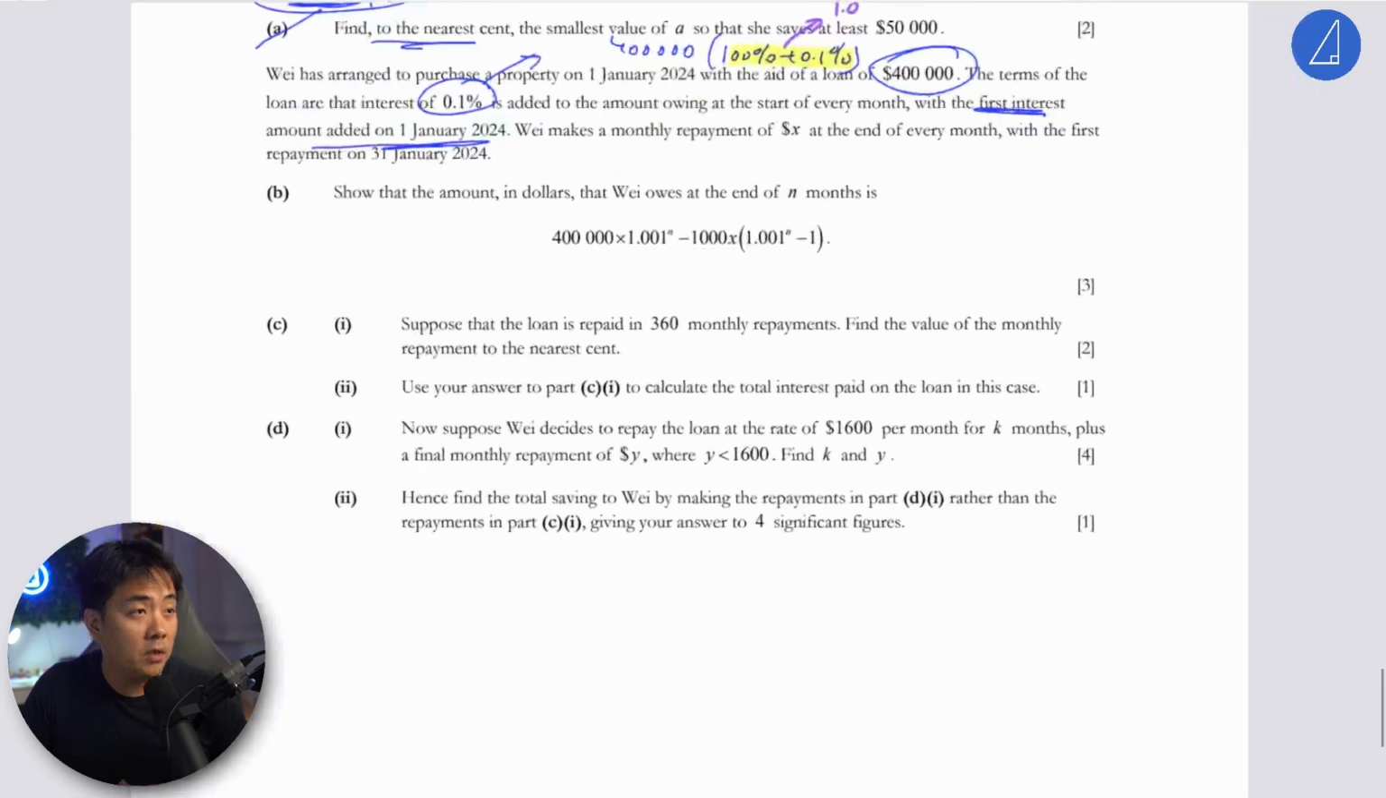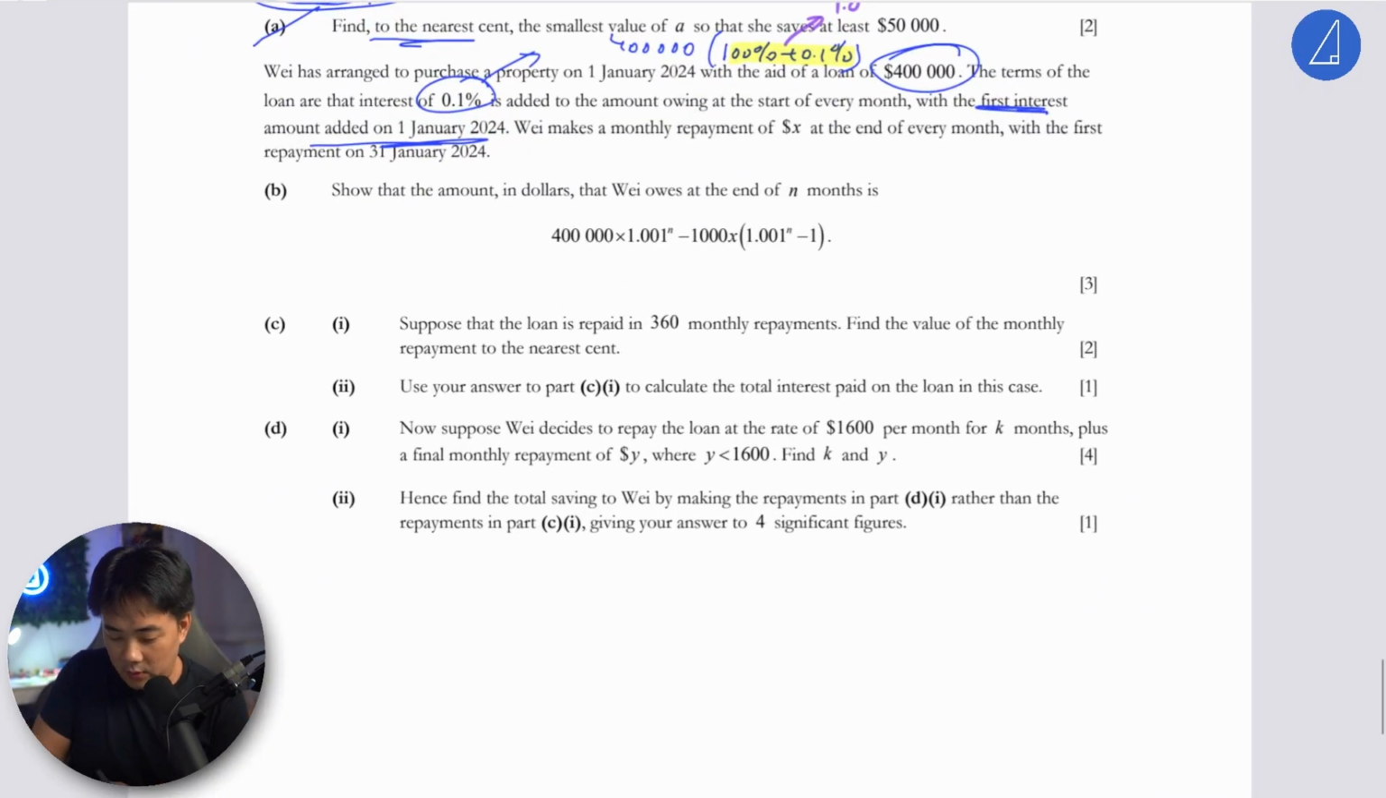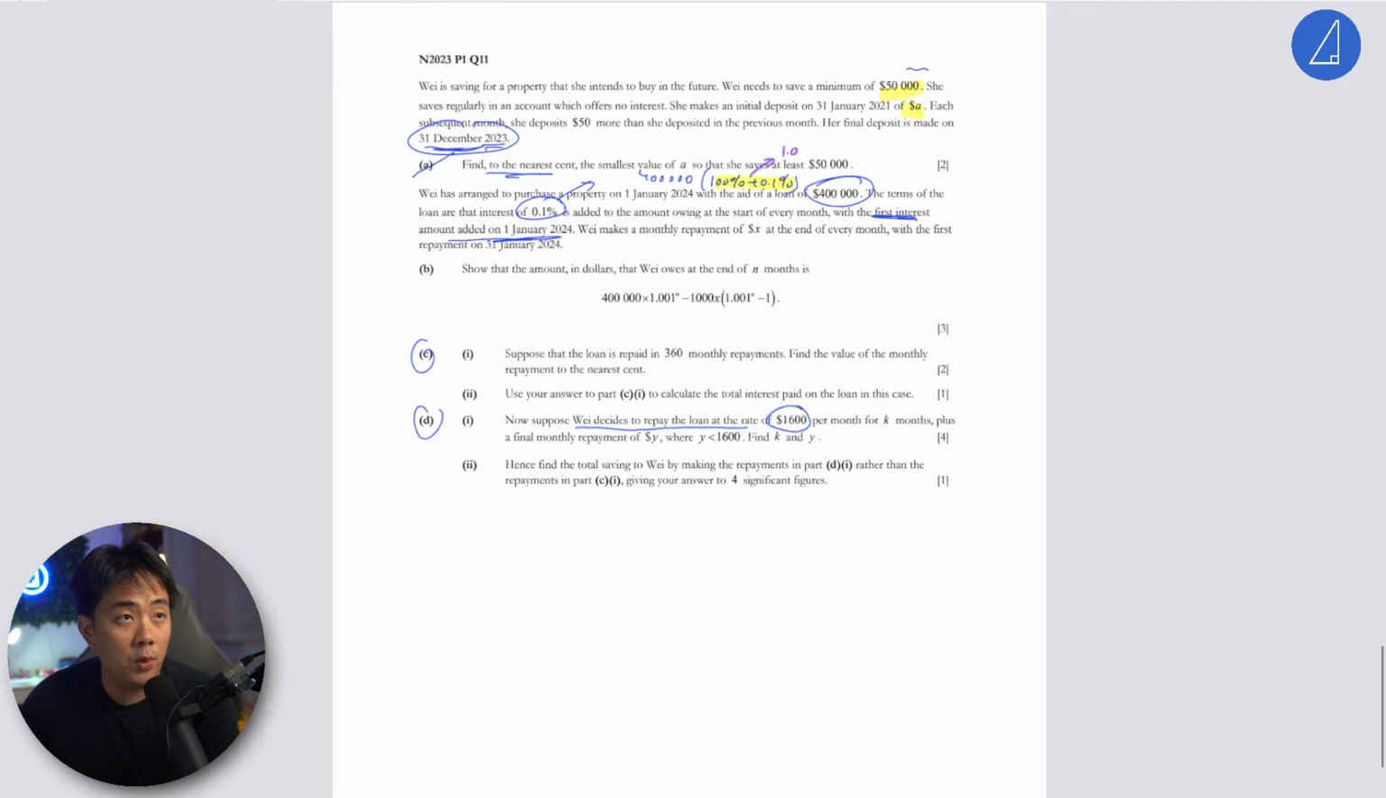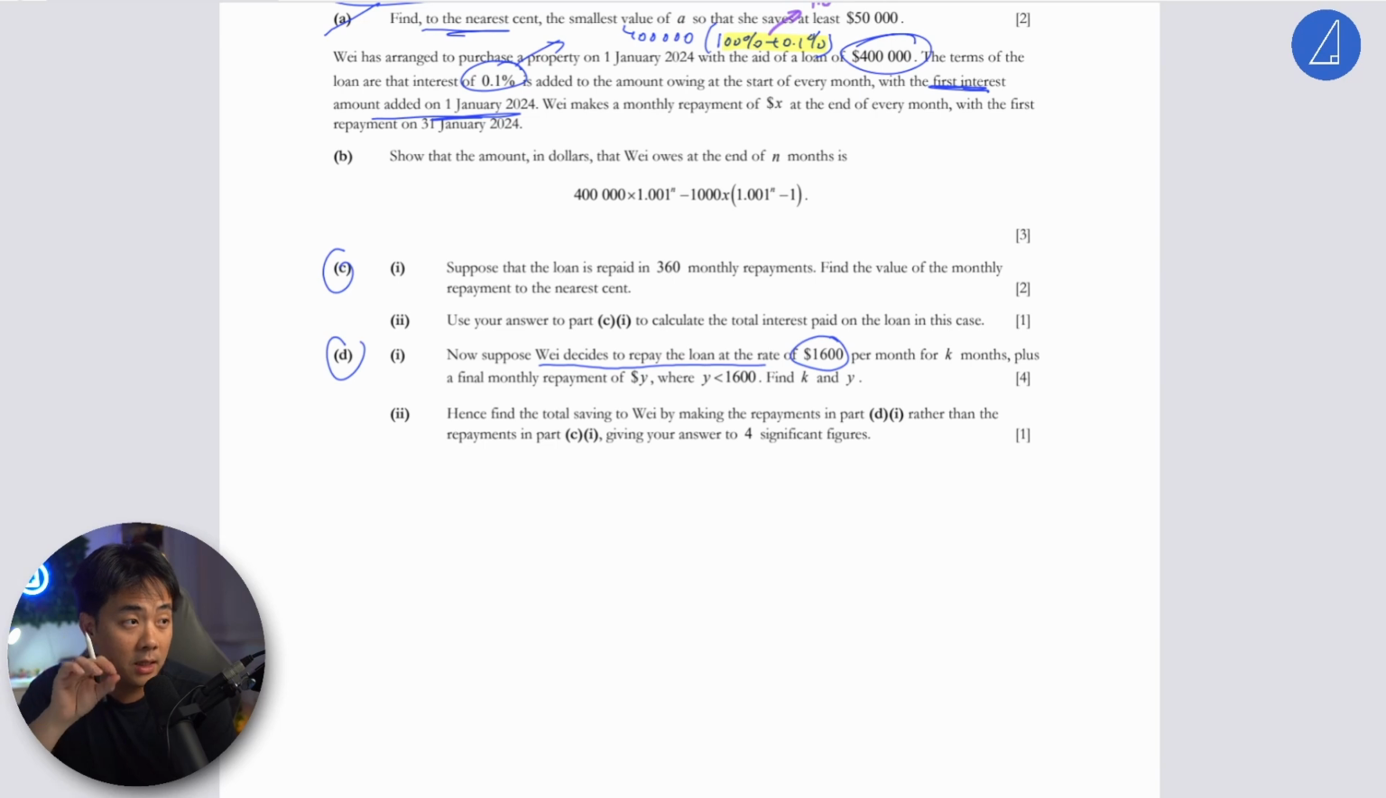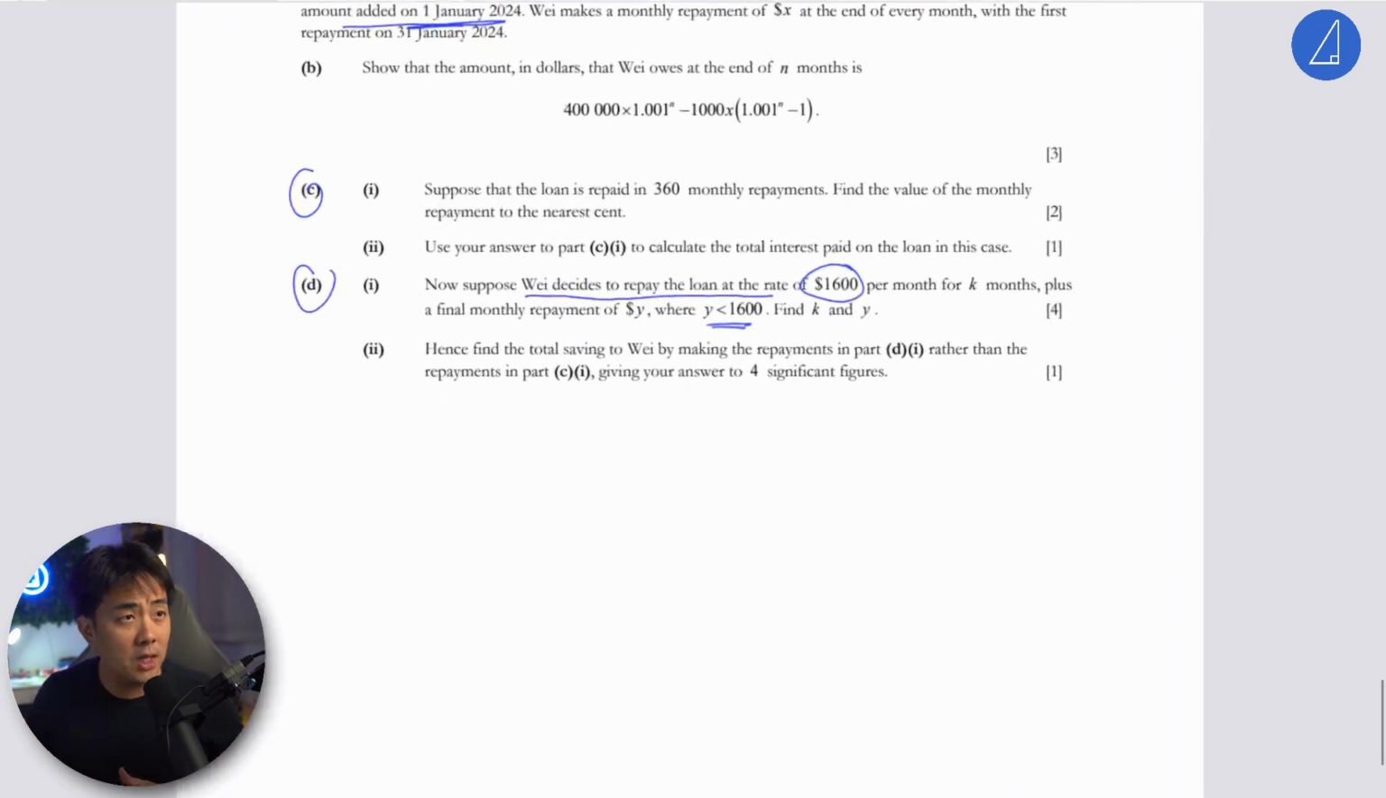So the part D here. We firstly need to understand what's the difference between part C and D. So for D, suppose that Wei decides to repay the loan at this fixed rate, 1,600. Previously, we calculated the X, where just nicely on the dot the last month will be a balance of 0. But now, if Wei just decides to pay 1,600 for the loan every month, it doesn't mean the last month would be exactly 0. It will probably be something less than 1,600.